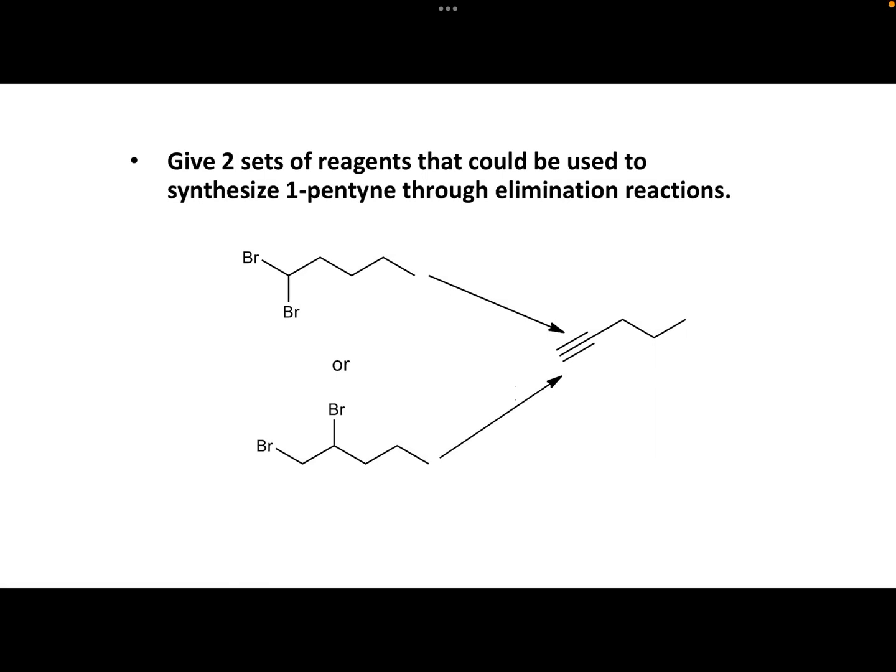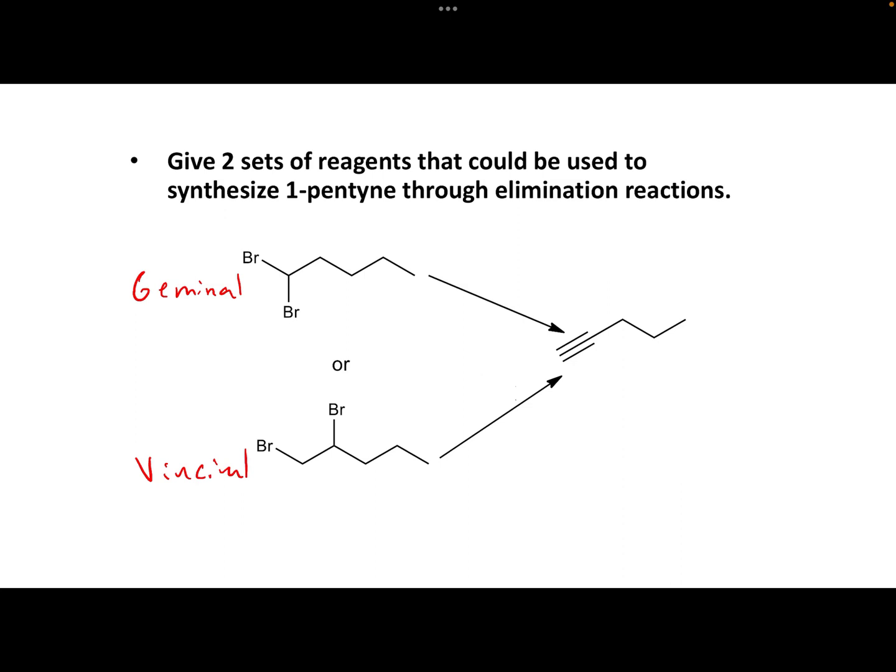Okay, I thought I would back us up a little bit and give us a little more practice with making our alkynes. So here we have two different dihalides. The top one is an example of a geminal dihalide, and the bottom one is, of course, a vicinal, because they're on two different carbons, two neighboring carbons.